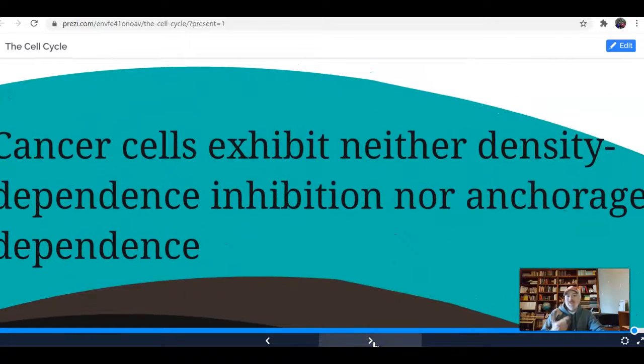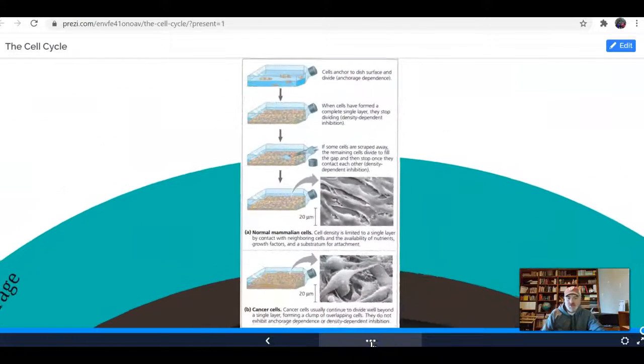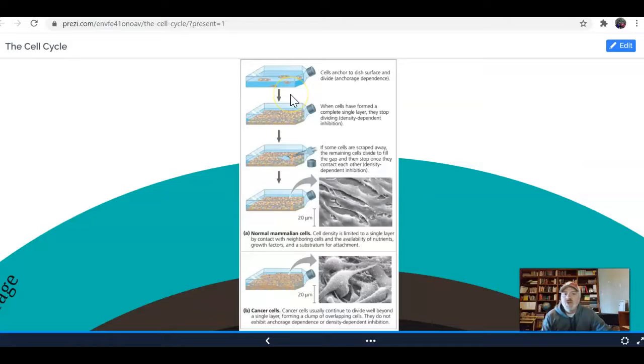They have to be attached to something before they can divide. Cancer cells exhibit neither density-dependent inhibition nor anchorage dependence. So if you look at this picture here, these are cells that were grown in culture in a little petri dish or this little flask. And you'll notice typically a cell will reproduce as long as there's room. So they will fill up the bottom of this. And that's where that density-dependent inhibition is going to kick in. If you were to take some of those cells out, those in the middle would fill in that space. Now, the other thing, notice how they're just one layer thick.